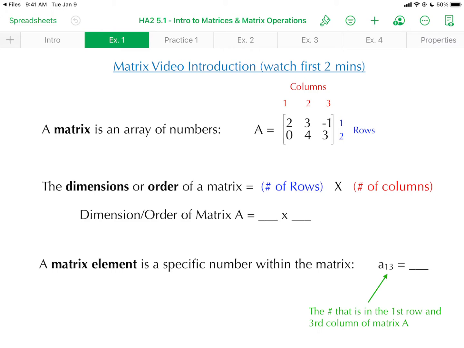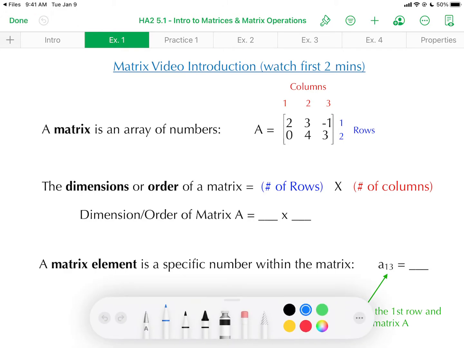Okay? And notice that the matrix has 3 columns and 2 rows. 3 columns, 2 rows. Columns are vertical. Rows are horizontal. Okay? So this would be considered the first row. This would be considered the second row. You work from top to bottom. And then as far as columns are concerned, you work from left to right. So first column, second column, and third column.